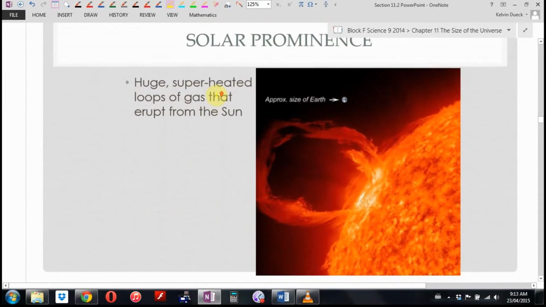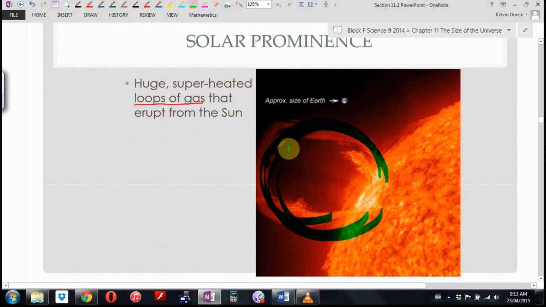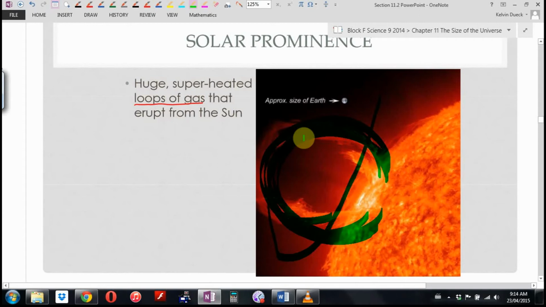Then we have these things called solar prominences. These are huge, superheated loops of gas that erupt from the sun, but they don't escape the sun. They're these huge loops of gas that get pulled back into the sun. And they're huge, approximately the size of the Earth. But then, Lena, every so often, one of these solar prominences can break off and head towards the Earth.